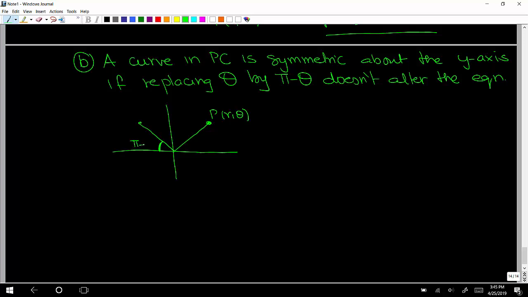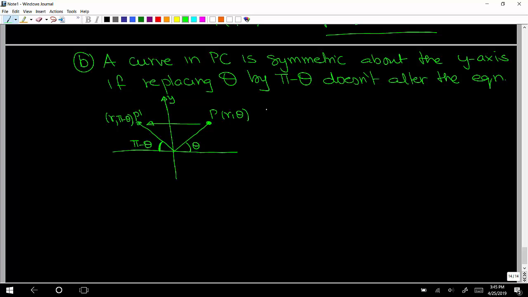This angle is pi minus theta if this is theta. So this is my point P prime, and the coordinates of that are (r, pi minus theta). Okay, so that's not the same point as P, but it's the point reflected about the y-axis of P. That's what I mean. So you reflect this point this way.